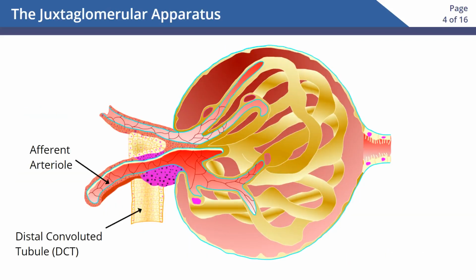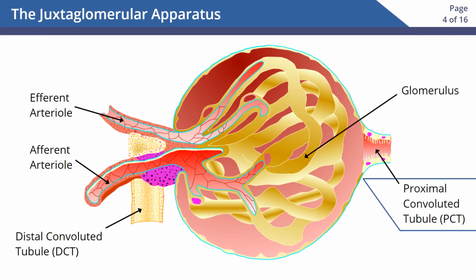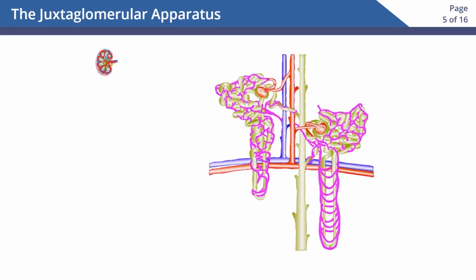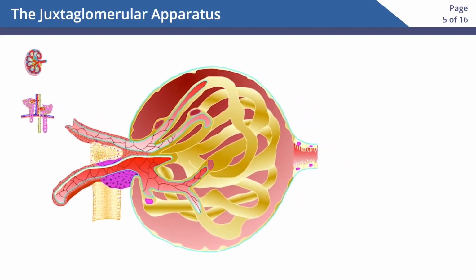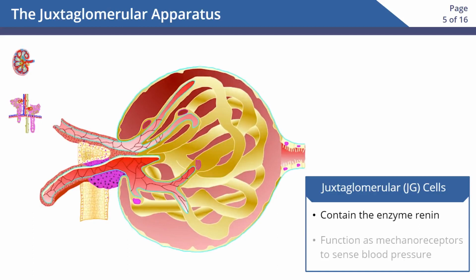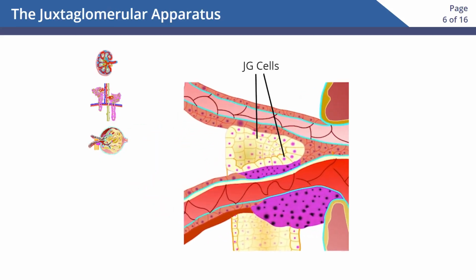In this diagram, we can see the afferent arteriole, DCT, glomerulus, and proximal convoluted tubule. The specialized cells of the afferent arteriole at this region are called juxtaglomerular (JG) cells. These cells contain the enzyme renin and function as mechanoreceptors to sense blood pressure. Let's zoom in to see the JG cells up close.